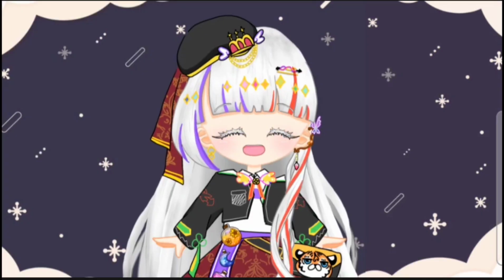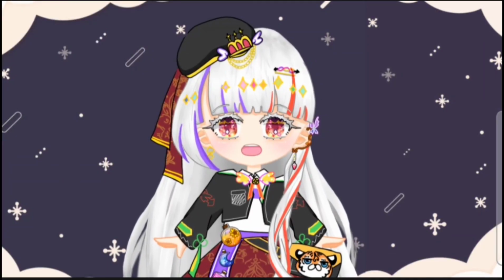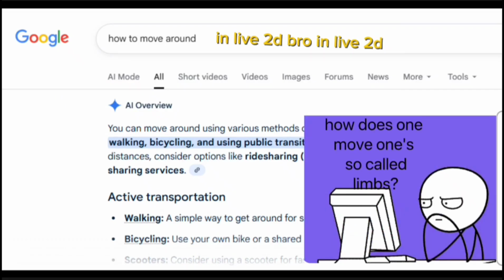How do I move around? I searched this on Google. I forgot to put Live 2D. How to move around. Yes, I know. I think I know how to move around. Maybe I need a tutorial how to move around.